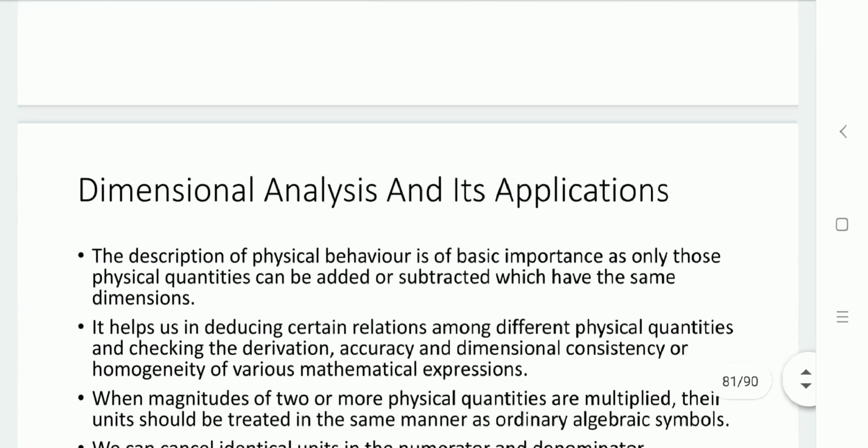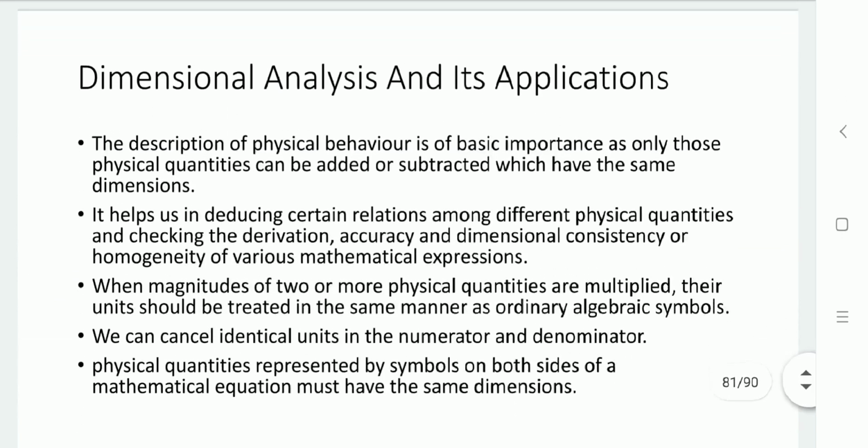Now, let us go through the dimensional analysis and its applications. So here, this description of physical behavior is important for those quantities which can be added or subtracted with the same dimensions. From this equation, we can deduce a certain relation among these physical quantities. We can get its derivation, accuracy, dimensional consistency, everything.